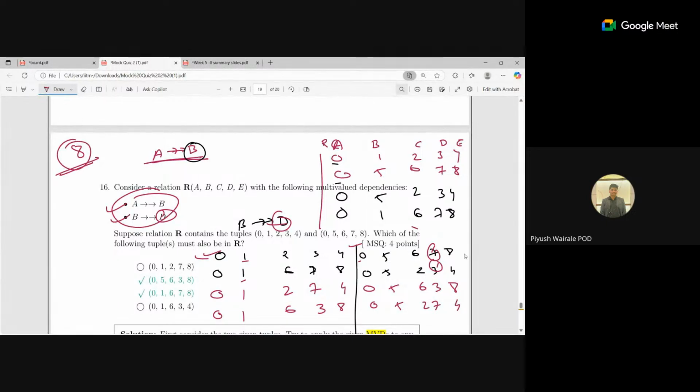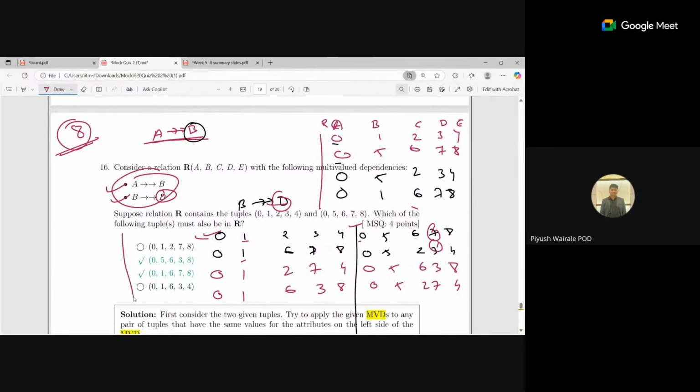Out of these 8 rows, we can ask about any one of the rows in these options. So for options C and B, you can see 0, 1, 6, 7, 8 is basically this one, and 0, 5, 6, 3, 8 is basically this one, right? So 0, 1, 6, 3, 4 is not present, and 0, 1, 2, 7, 8 is not present. Out of these two rows, we can also add any one of the rows, so that will become another option. Any doubt about what we have done here?